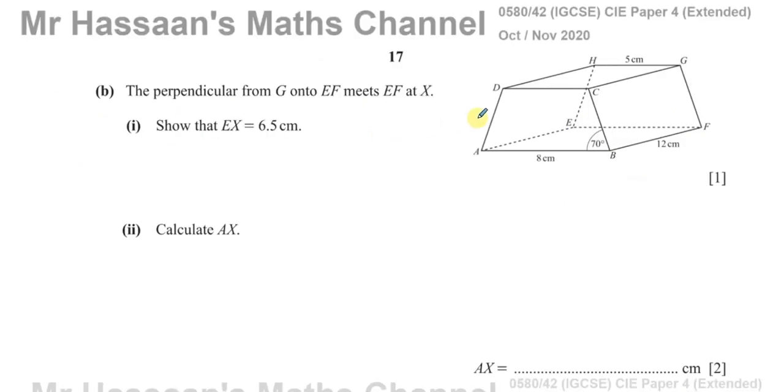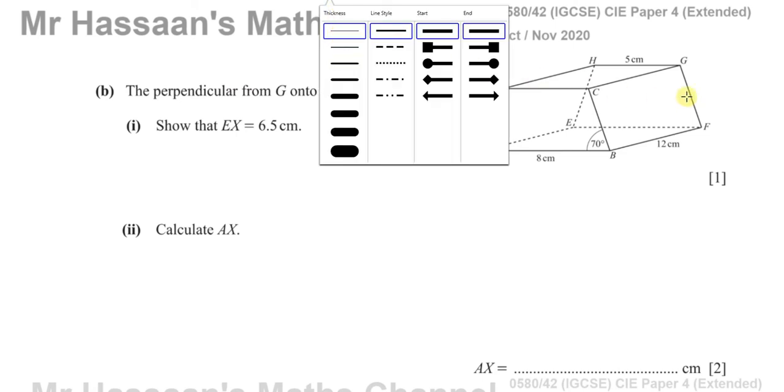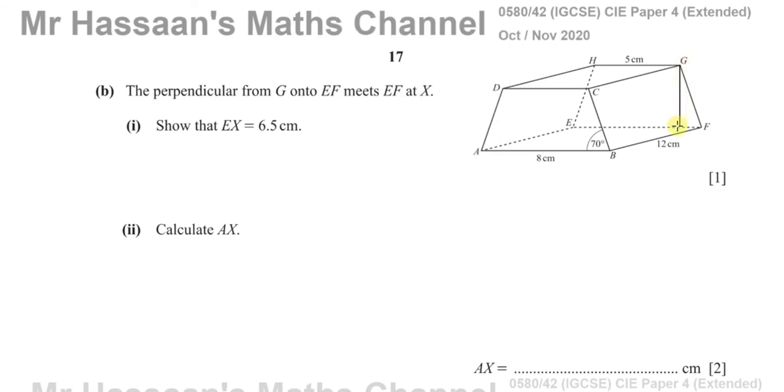Now part B, it says the perpendicular from G onto EF meets EF at X. So there's a line which is perpendicular from G to EF. It's a line that goes from G down to EF and hits at right angles. So this line here, the point here is the point X. Show that EX is 6.5 centimeters.